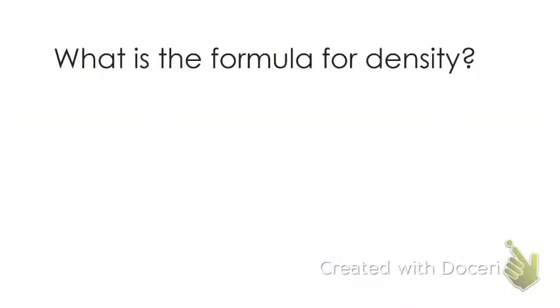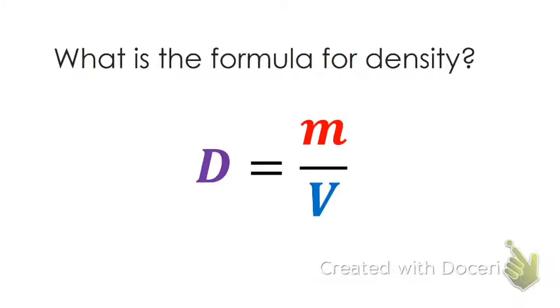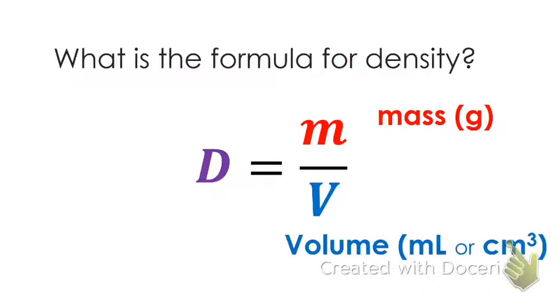So, we're not just going to be defining density, we're going to be calculating it. So, here is our formula. Density is equal to mass divided by volume. Now, important note, mass is generally going to be measured in grams. You might see it as kilograms. Volume is going to be measured in milliliters, and possibly you might see that as centimeters cubed.